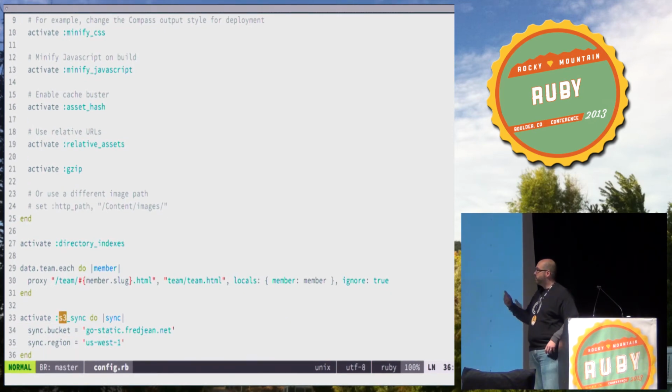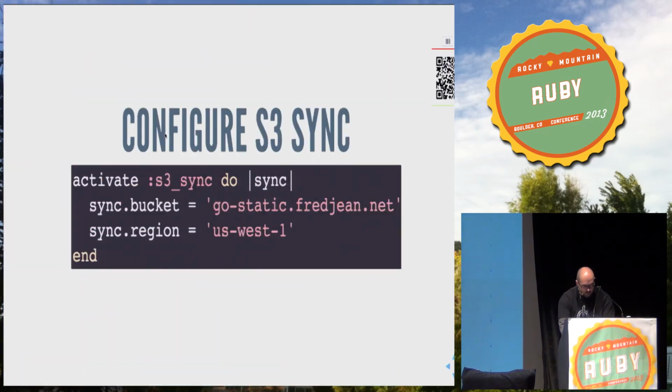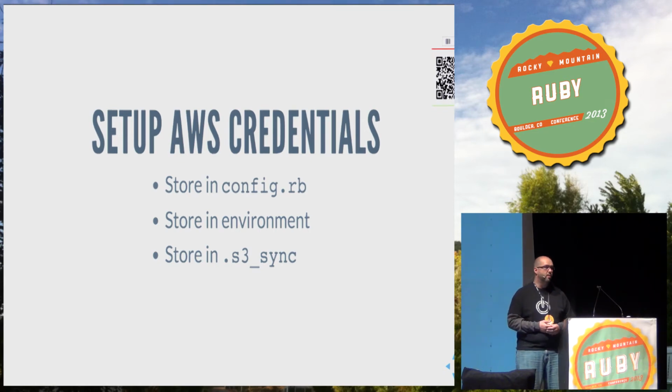We can go ahead and say, as an extension, activate S3 so that we can then publish it to the website. And all we have to do is tell it which bucket to go to and also which region to apply. You do have to provide AWS credentials, so I tend not to put them in my config.rb.